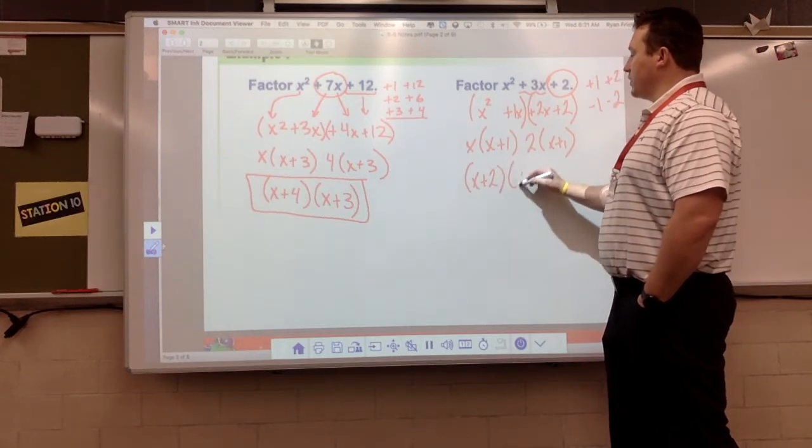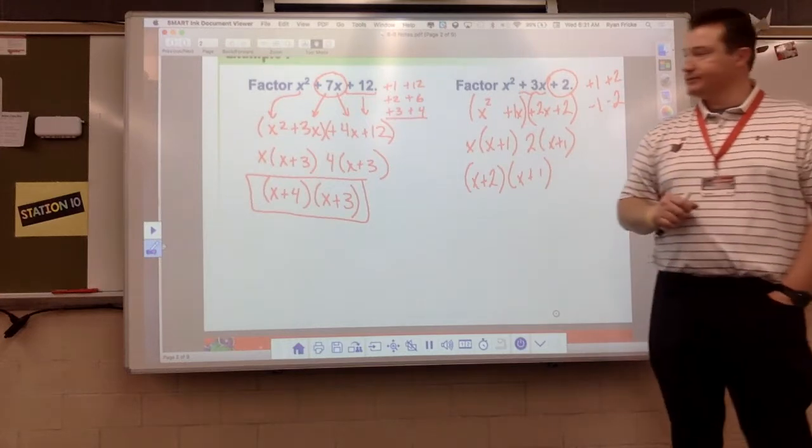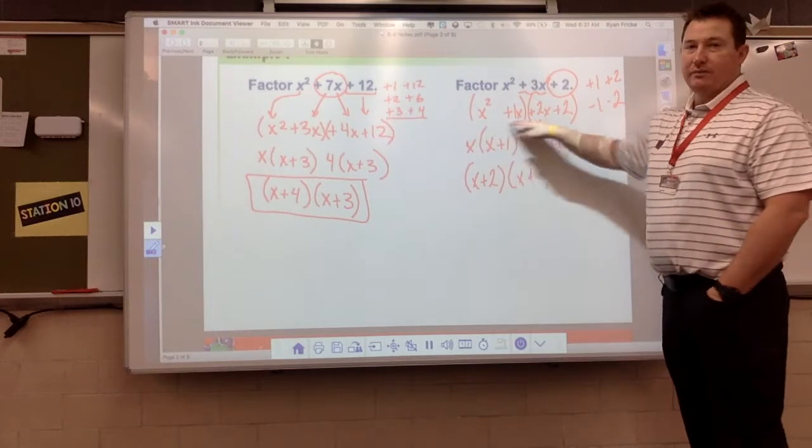x plus 2 is one binomial. x plus 1 is the other one. Bam, good to go. Again, factor by grouping when we make it here.